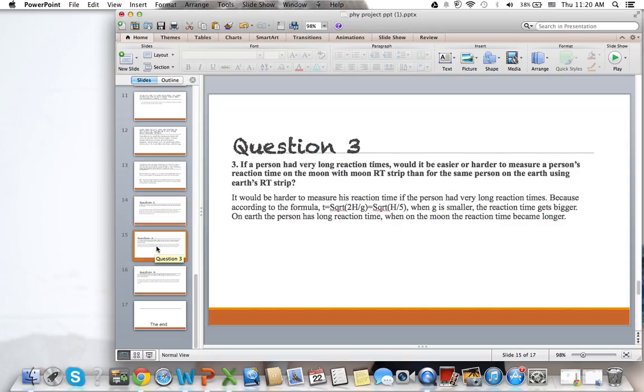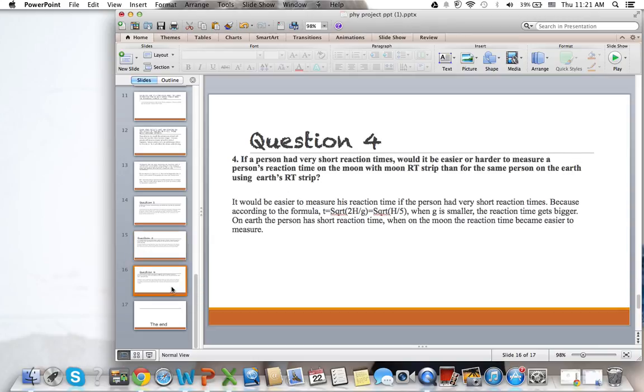Question 3. If a person has very long reaction times, would it be easier or harder to measure a person's reaction time on the Moon with a Moon RT strip than for the same person on the Earth using an Earth RT strip? It would be harder to measure his reaction time if the person had very long reaction times, because according to the formula t equals the square root of 2h over g, when g is smaller, the reaction time gets bigger. On Earth, the person has a long reaction time. When on the Moon, the reaction time becomes longer. It's hard to measure.